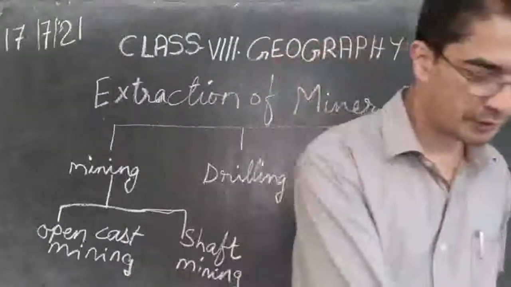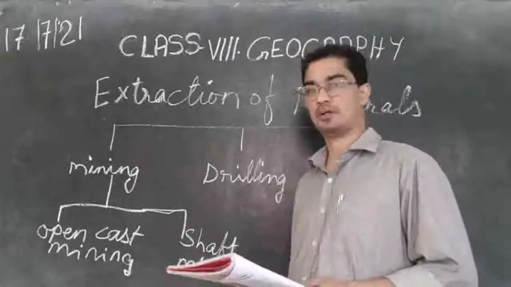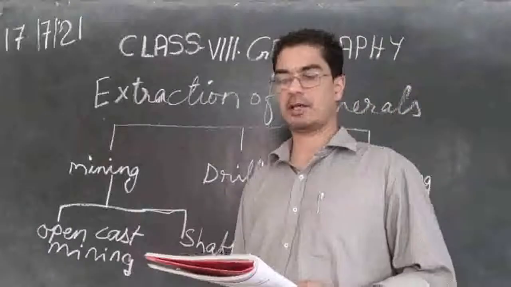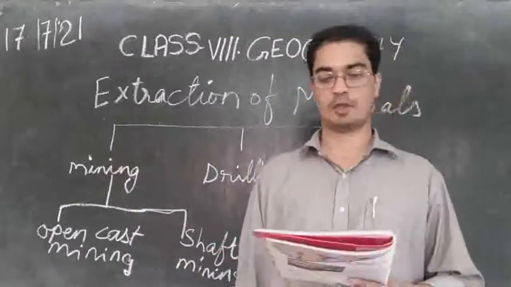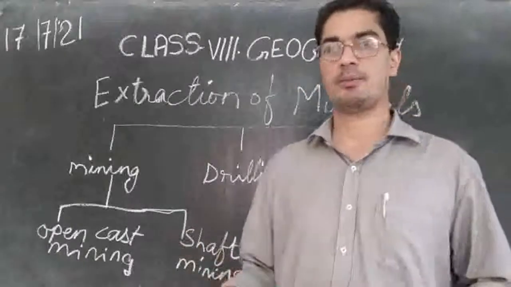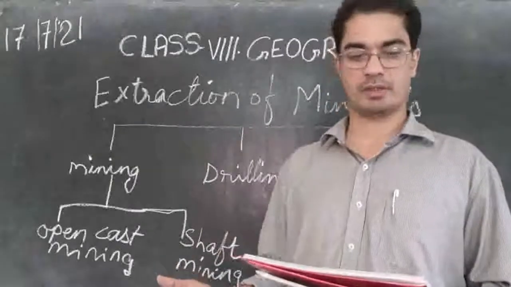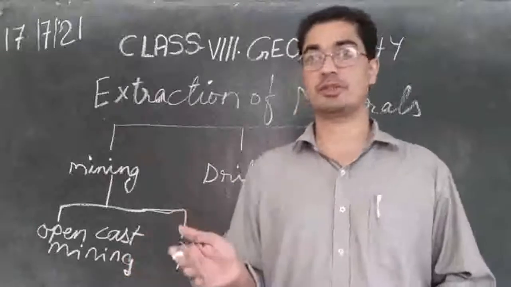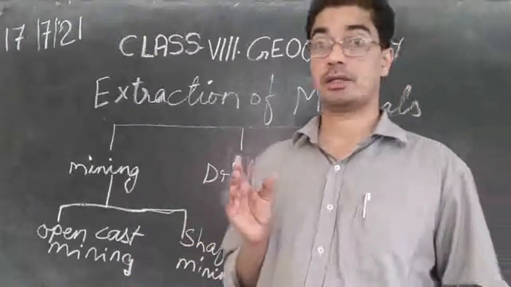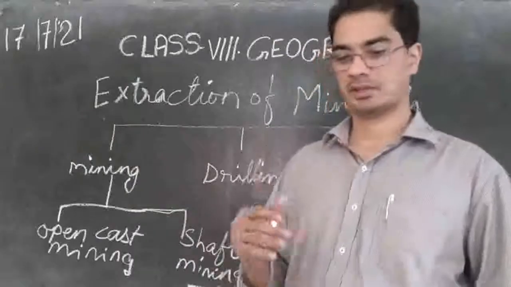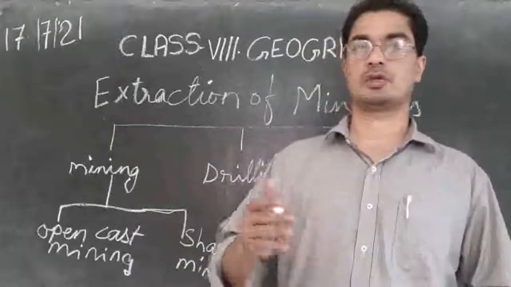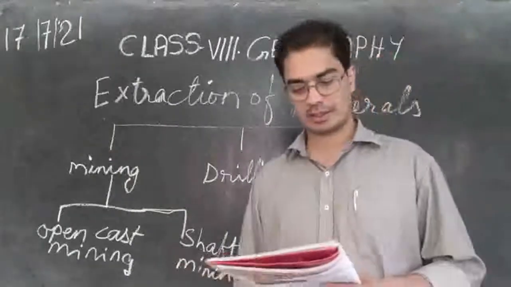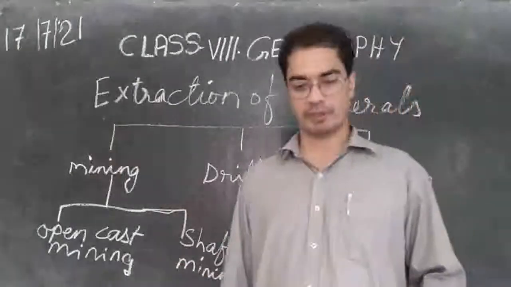I hope you remember what we have been studying so far. We're studying about minerals, the types of minerals and so on. We said yesterday minerals can be divided into metallic and non-metallic. Then again metallic can be divided into ferrous and non-ferrous. Ferrous means the metals that contain iron. And then the other ones all together are put into another category as non-ferrous. Today we shall see about the extraction of minerals.